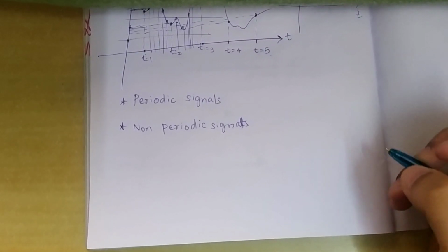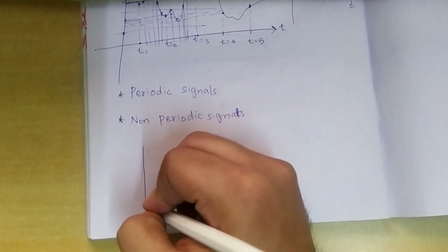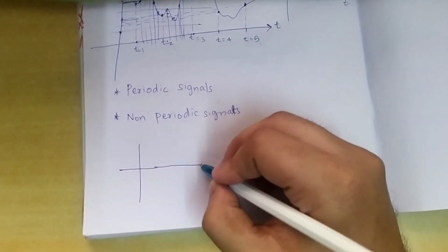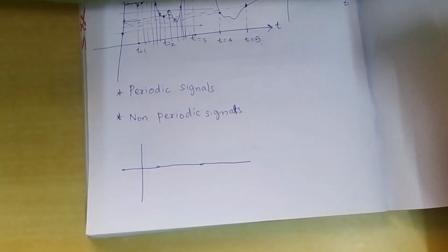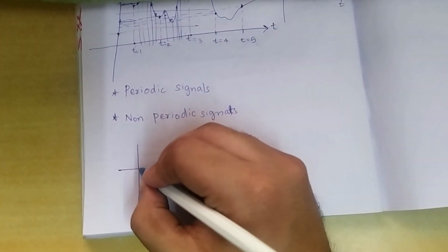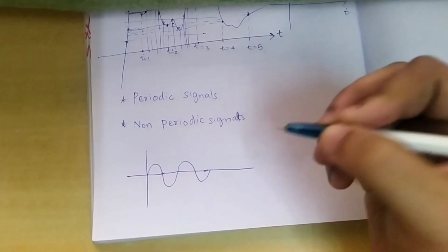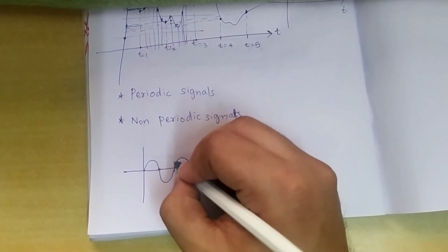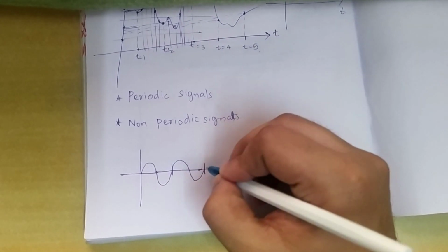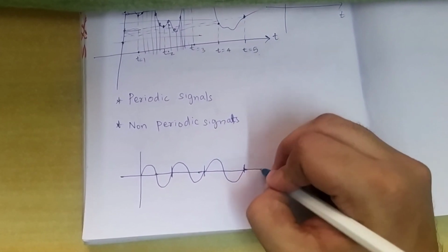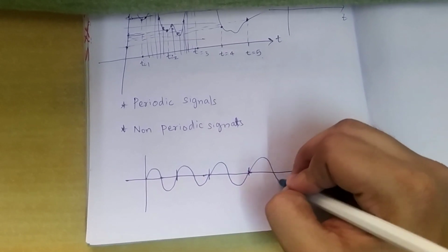So when I say periodic signals, it will be obvious from the name. The signal which repeats after every particular instant of time, that's a periodic signal. For example, a sine wave. You see, this part repeats after this, and again it will repeat, so a sine wave is a periodic signal.